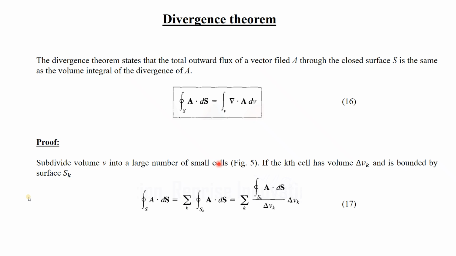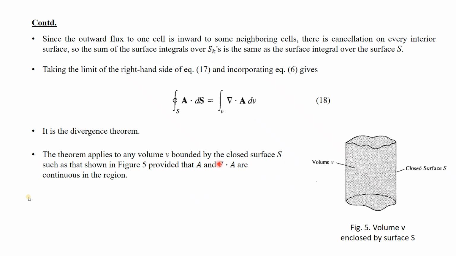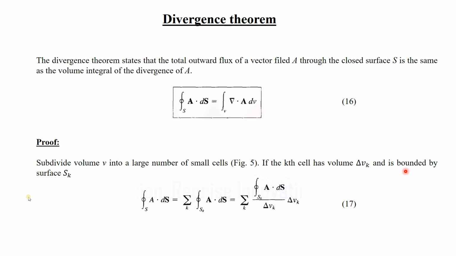Okay, so now let us see the proof of this particular theorem. So suppose you concentrate on this figure 5. So it is a volume, and this is a closed surface. So closed surface obviously is having a volume. So volume is V, which is bounded by the closed surface S. Okay. Now we already know this. Now let us see how we can apply it on a vector.